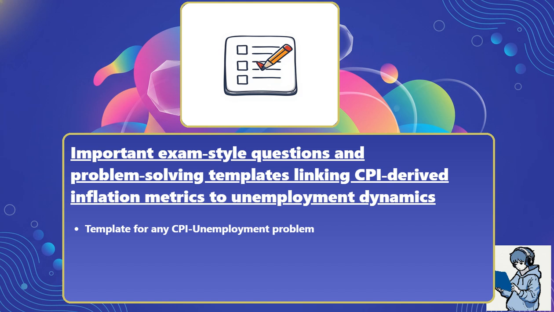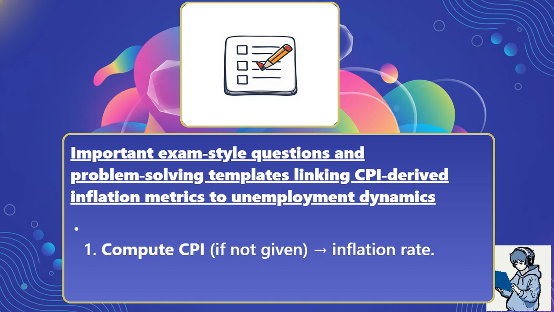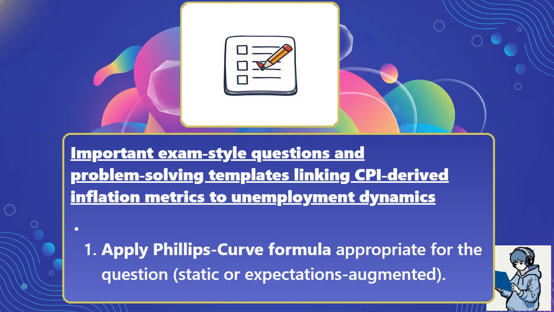Template for any CPI unemployment problem. Step 1. Identify data: CPI values, price index, nominal variables, unemployment counts. Step 2. Compute CPI if not given, which gives the inflation rate. Step 3. Convert nominal to real using real = nominal / (CPI / 100). Step 4. Apply the Phillips curve formula appropriate for the question, static or expectations-augmented.